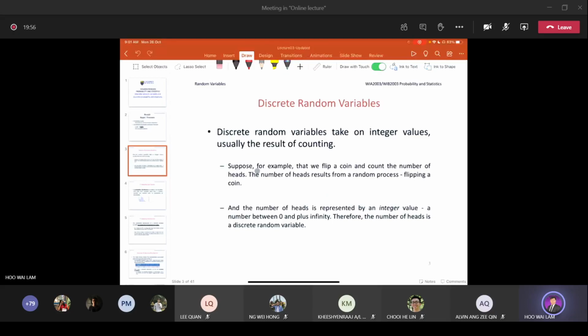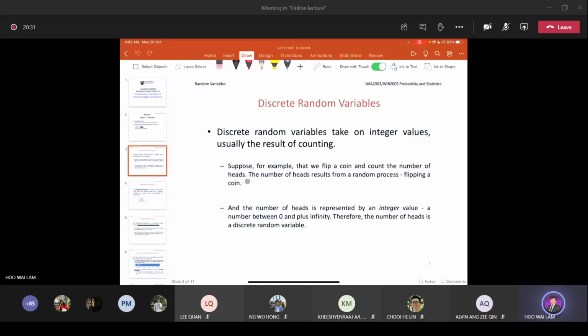Discrete random variable takes on integer values, usually the result of counting. Of course, taking integer values is not a must, but most of the time, the examples that we are looking at are integer values, right? For example, over here, we flip a coin and count the number of heads. The number of heads results from a random process, which is flipping a coin over here. And what is your outcome? It's head or tail, right?